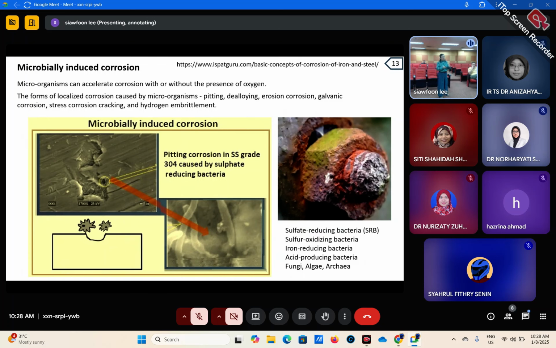And usually the corrosion caused by these microorganisms can be any kind: pitting, erosion corrosion, galvanic, stress corrosion cracking, and hydrogen embrittlement. And these microorganisms can be sulfate reducing bacteria, sulfur oxidizing bacteria, iron reducing bacteria, acid producing bacteria, or even fungi or algae. And this is a topic that people now try to pay attention to.